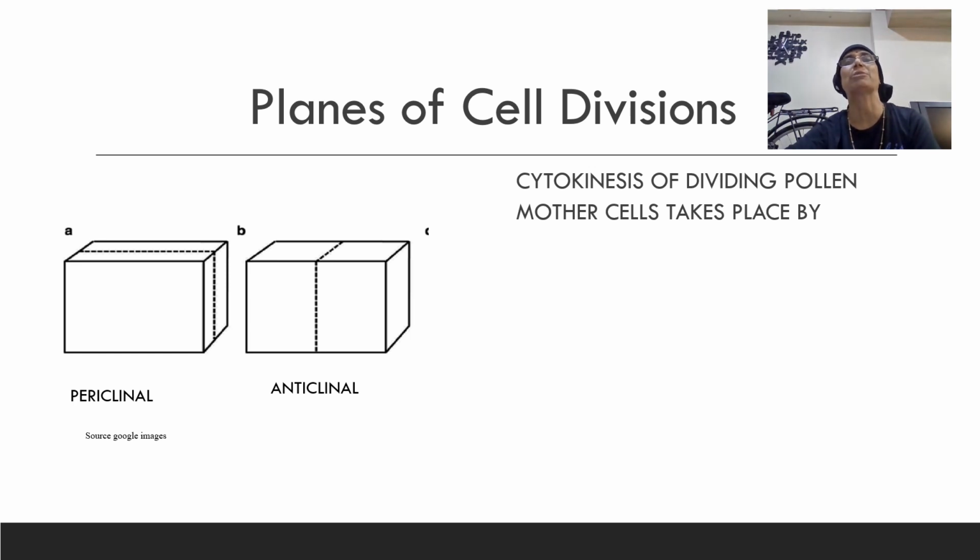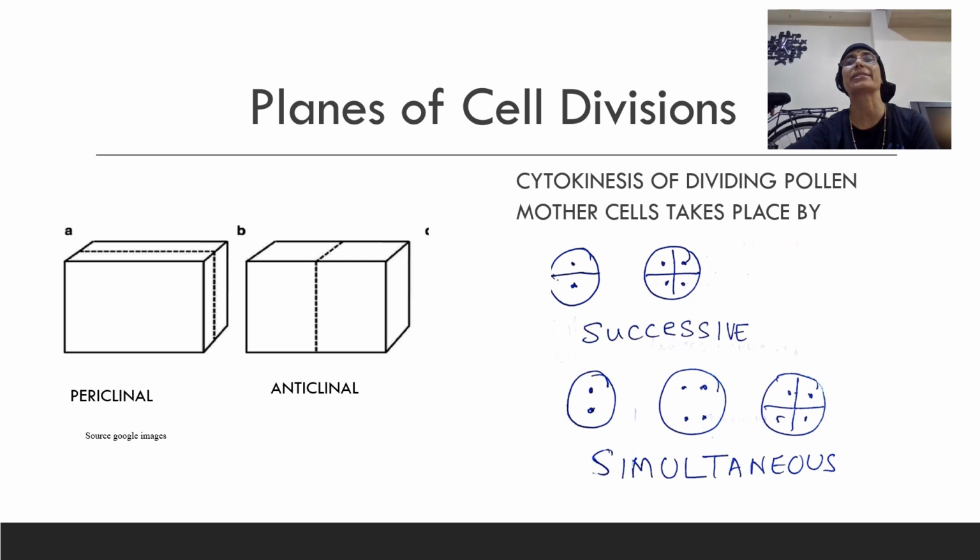Now this division takes place in two ways. One is called successive division and another is called simultaneous. In successive, what happens as a result of meiosis? Meiosis 1, which is reduction division, the number of chromosomes is halved and two nuclei are formed, and they are immediately separated by cytokinesis into two cells. These two cells in turn undergo equational division like simple mitosis. They give rise to four cells. So from one single cell, you get four cells in meiosis.